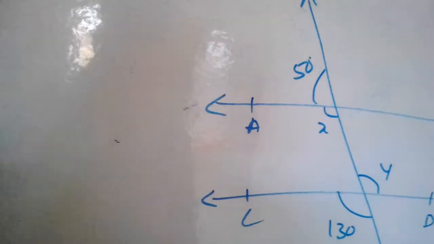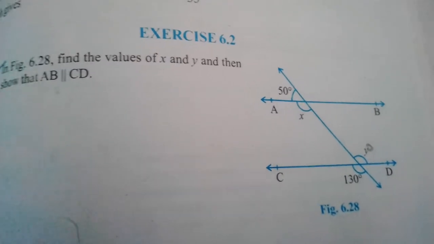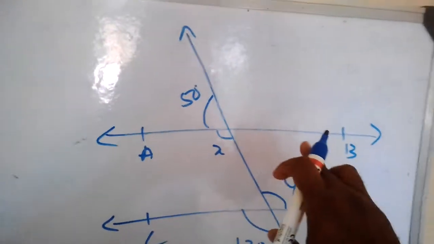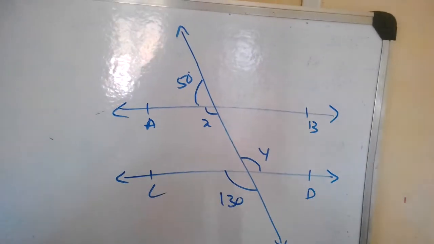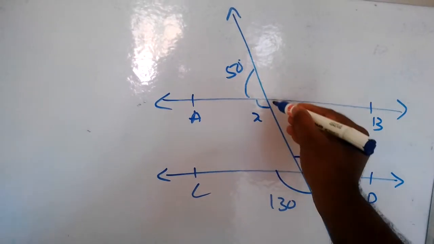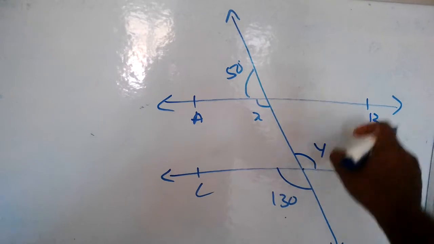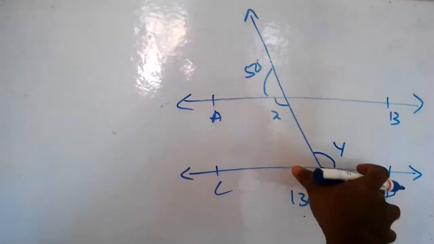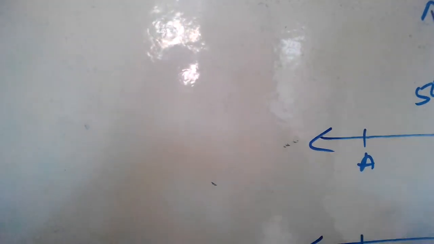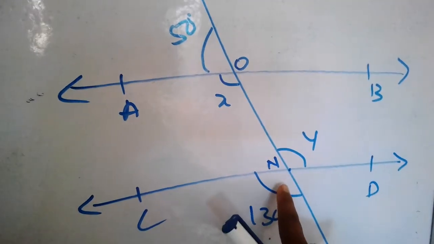In exercise 6.2, in figure 6.28, find the value of x and y and then show that AB is parallel to CD. Here two parallel lines are there, and one line intersects them at distinct points. This is 130 degrees. They asked to find the value of x and y as well as prove that AB is parallel to CD. First I will take the intersecting point as O and the other intersecting point as N.